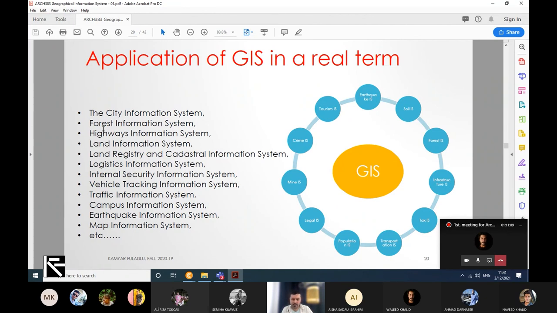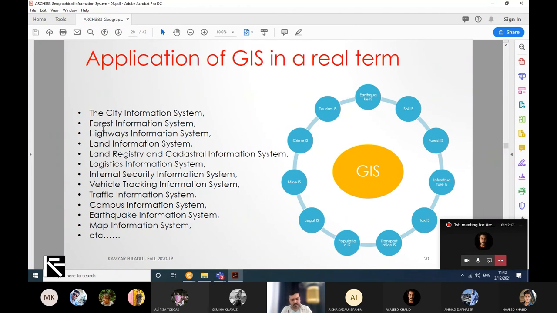We have a land information system. We have a land registry and cadastral information system, mainly for the department of land inventory, or Tapu Kadastro. We have a logistics information system, which tracks goods or cargo or vehicles, lorries, trailers. We have a vehicle tracking information system. We have a traffic information system. Again, in Google Earth, sometimes if you are traveling, it gives you some alert. If you are connected to the internet, you will see that some of the roads adjacent or in front of you are marked red. It gives you information that there is some traffic over there.